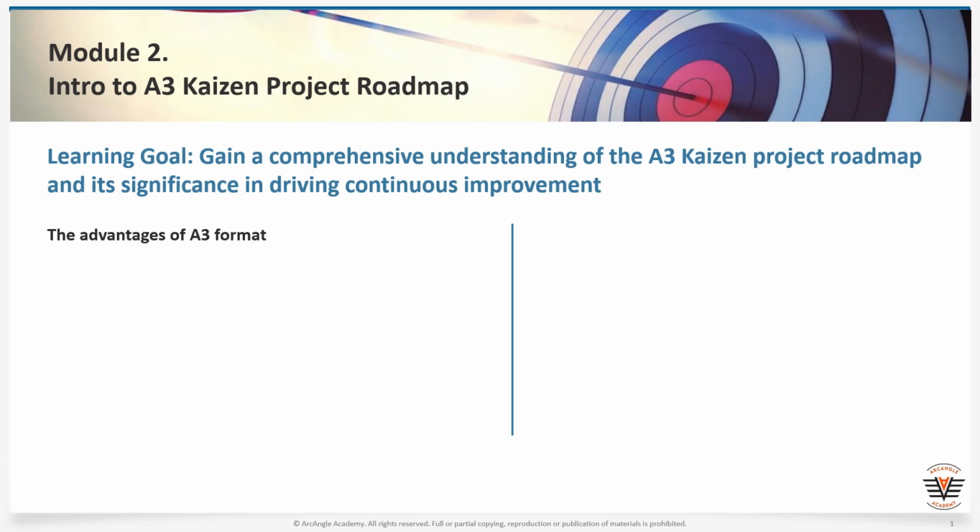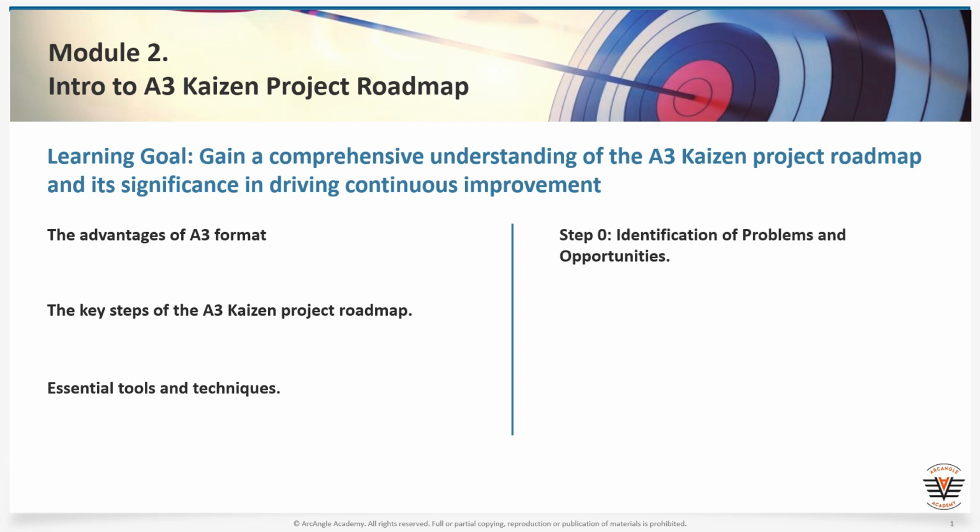Understand the advantages of using the A3 format for Kaizen projects, including clear communication, transparency in decision-making, and better understanding by management and stakeholders. Explore the key steps involved in the A3 Kaizen Project Roadmap, from problem identification to solution implementation and results tracking. Learn essential tools and techniques associated with each step of the roadmap, such as value stream mapping, root cause analysis, brainstorming, and mistake proofing.